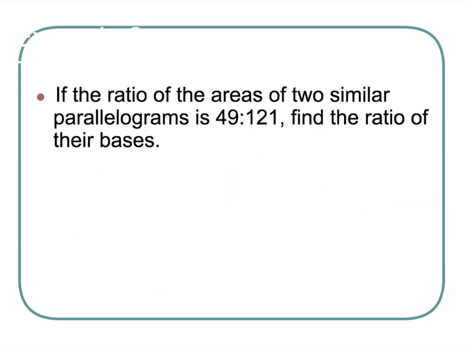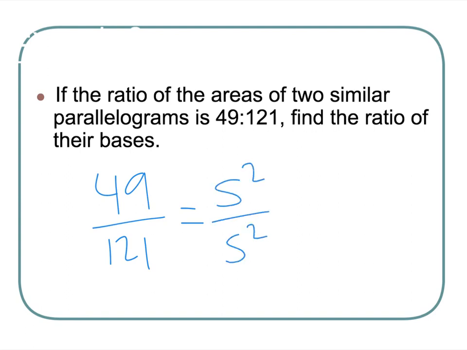All righty, for this problem here, if the ratio of the areas of two similar parallelograms is 49 to 121, find the ratio of their bases. Now, these are similar parallelograms. Remember, what we have only works with similar figures. So what can we do with this ratio of the areas, which is 49 to 121? If we know that it's our side squared over our side squared that gives us those area ratios. Mr. Vivek: Square root of the ratio. Square root. So what do we get when we square root both?